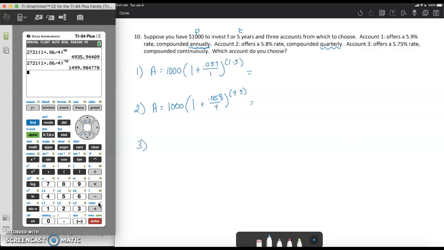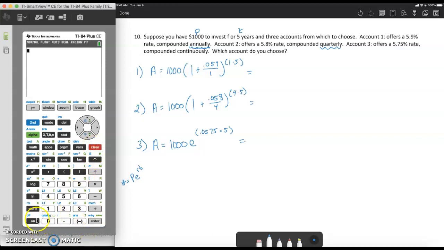Now 3 is continuous, so I'm going to use that continuous formula, which is A equals P e to the rt power. So principal still 1,000, e to the, its rate is 0.0575, and then times the time, 5, up in the exponent. So I'm going to set them all up and then go ahead and calculate them each.